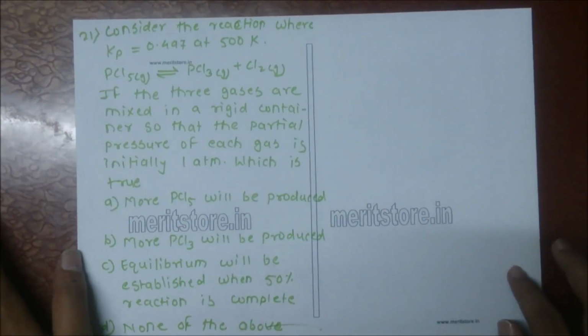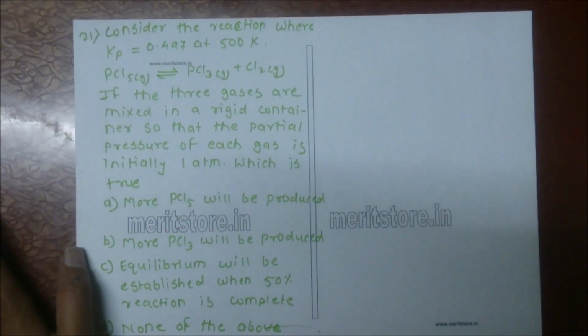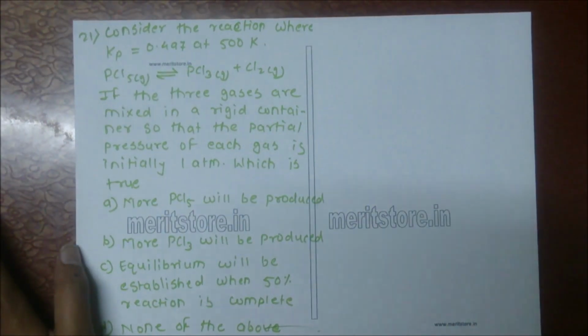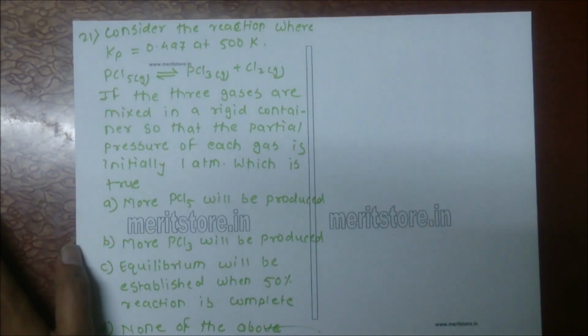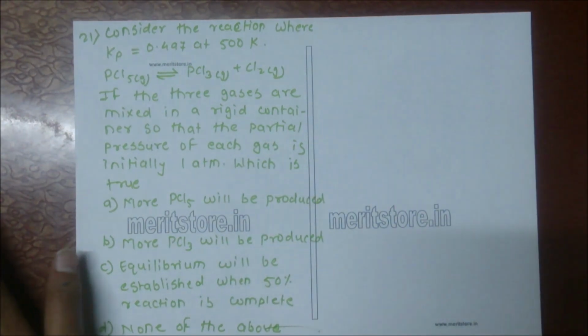Next question is, consider the reaction where Kp is 0.497 at 500 Kelvin: PCl5 reversible to PCl3 plus Cl2. If the three gases are mixed in a rigid container so that the partial pressure of each gas is initially 1 atmosphere, which is true? A. More PCl5 will be produced. B. More PCl3 will be produced. C. Equilibrium will be established when 50% reaction is complete. D. None of the above.